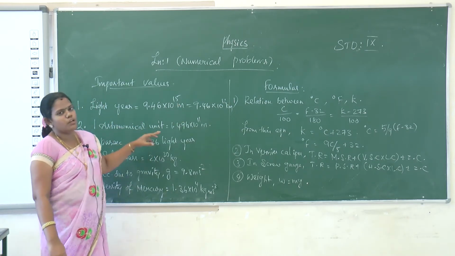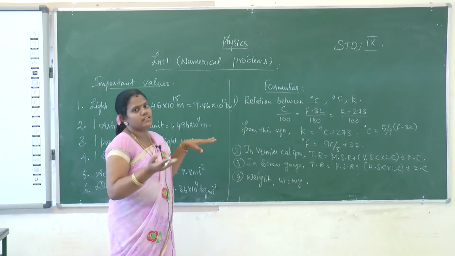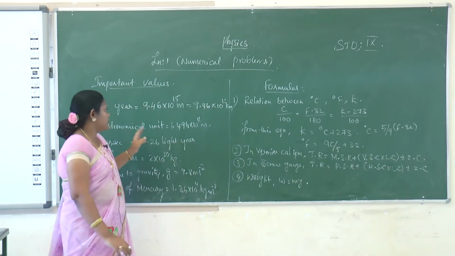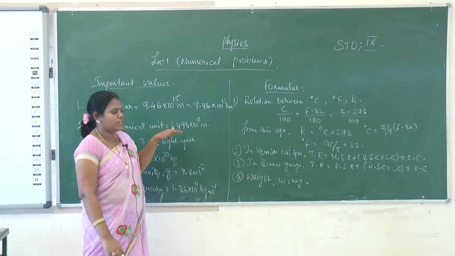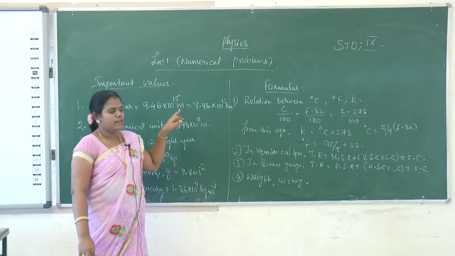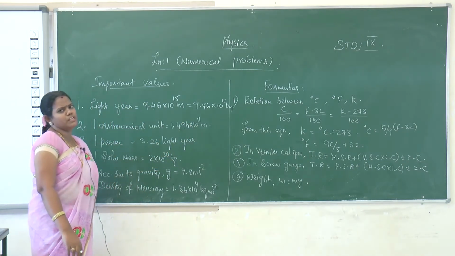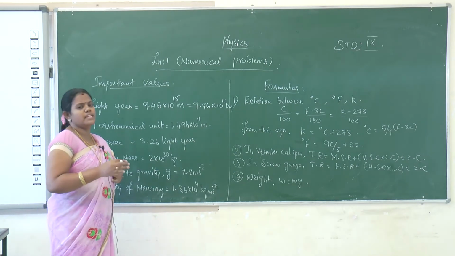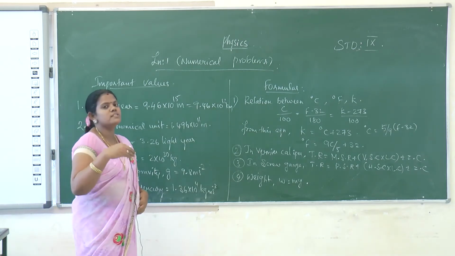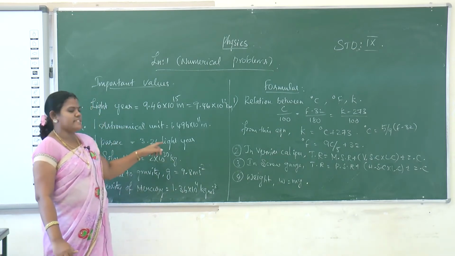Then one astronomical unit. Astronomical unit is the distance between the center of the earth and the center of the sun. The value of one astronomical unit is 1.496 into 10 power 11 meter. Then one parsec. Parsec is used to easily measure astronomical objects outside of the solar system. So, one parsec is equal to 3.26 light year.